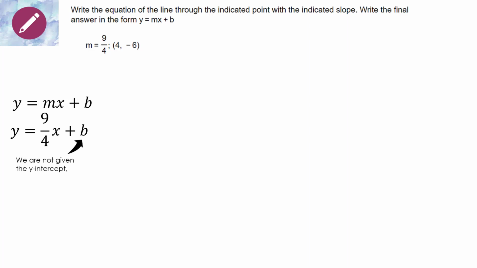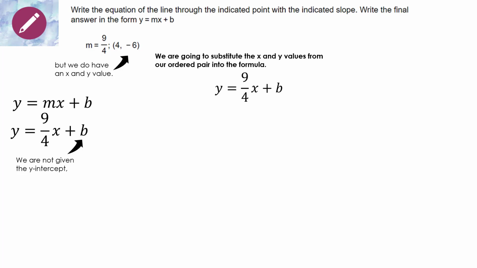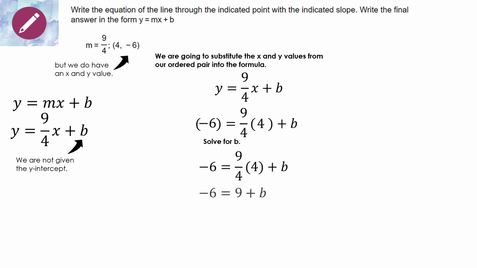But we have a problem because we're not given the y-intercept. But we do have an x and y value. We're going to substitute the x and y values from the ordered pair into the formula. y is negative 6 and x is 4. Next, we need to solve for b. Well, 9/4 times 4 turns out to be 9. I need to get b by itself, so I'm going to subtract 9 from both sides, and it turns out that b is negative 15. That means our y-intercept is negative 15.